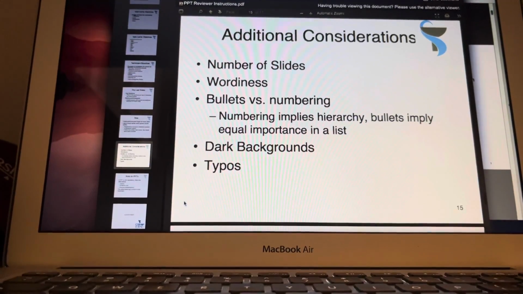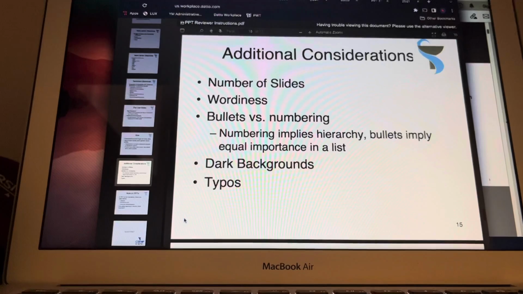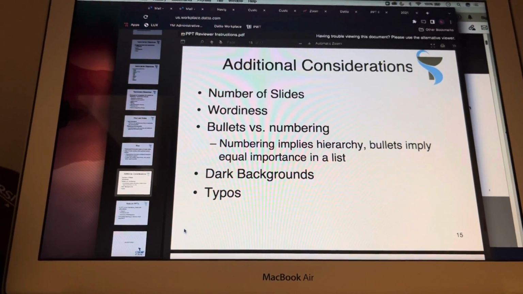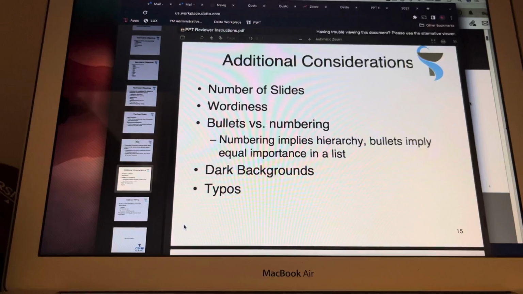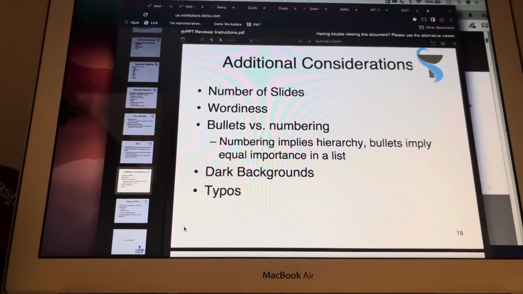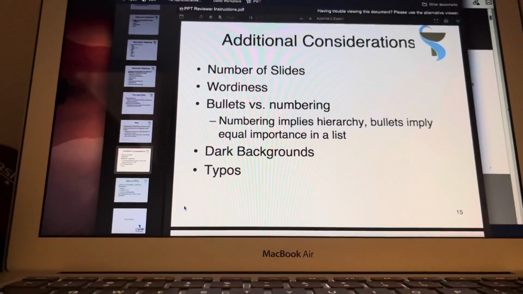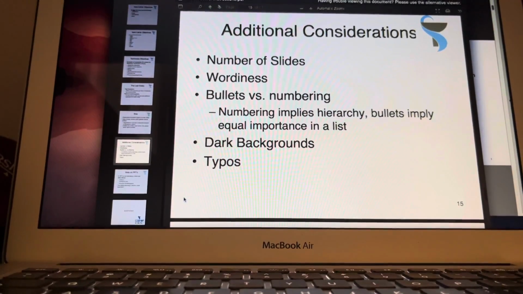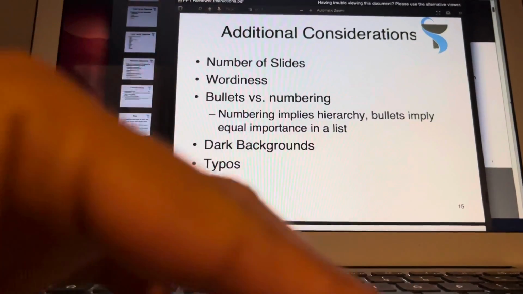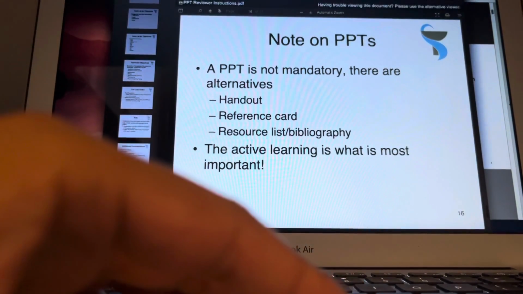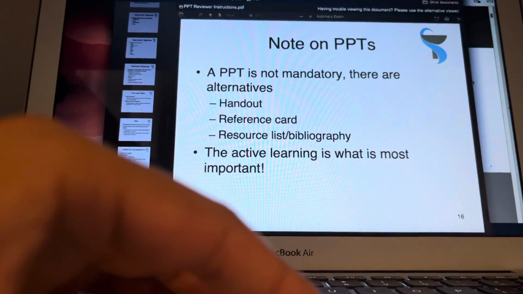We also want to be mindful of dark backgrounds as well as typos. These are more of aesthetics. We want to have the audience members appeal to the slides as the speakers are talking. So you want to keep things plain and simple in terms of its delivery, even on how it looks in the background.